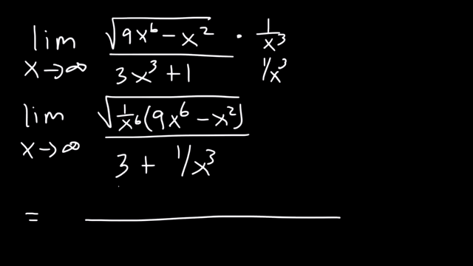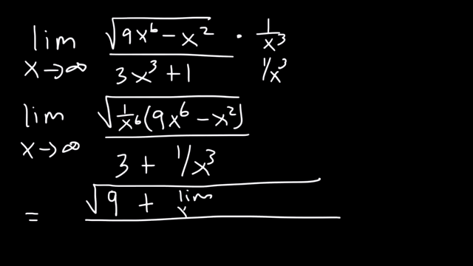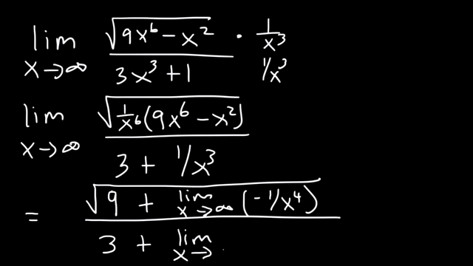So this is going to be equal to the square root of 9 plus the limit as x approaches infinity, and that's going to be negative 1 over x to the 4th. That's negative x squared divided by x to the 6. And then on the bottom, we're going to have 3 plus the limit as x approaches infinity, 1 over x cubed.